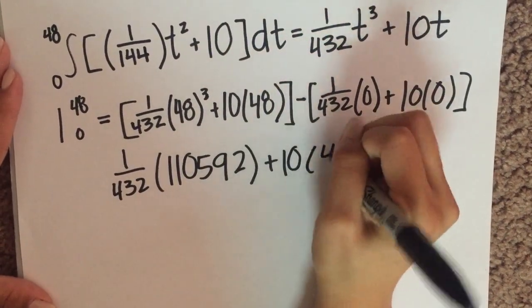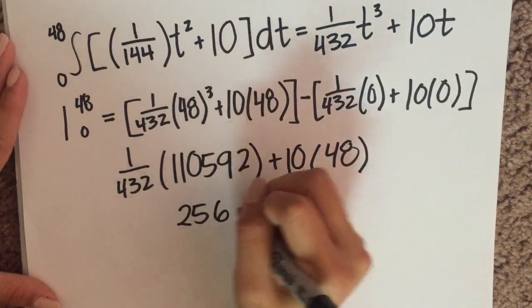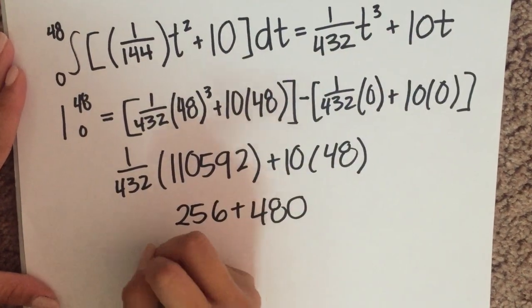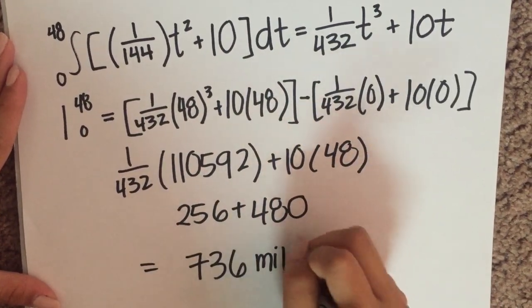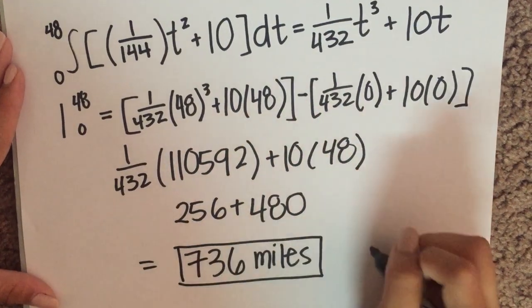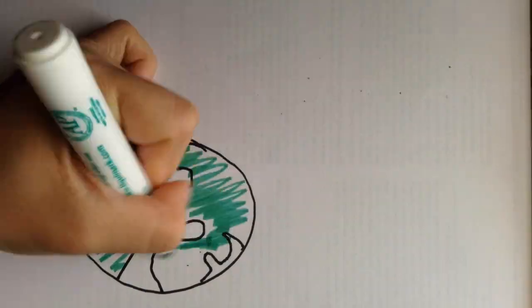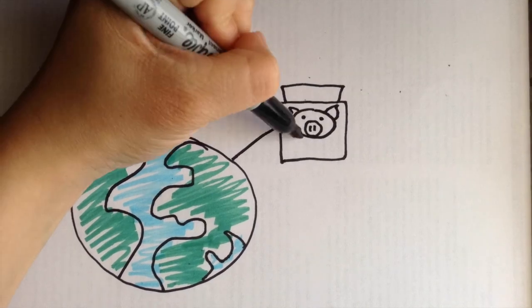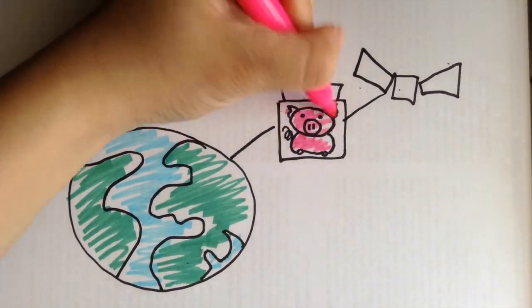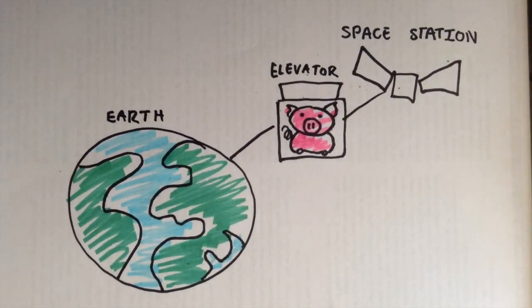Continue making simple calculations. Excellent job! We have found that Porky will travel 736 miles to the space station. Now that the simulated task is completed, it is time to finally send Porky into space and save the astronauts.